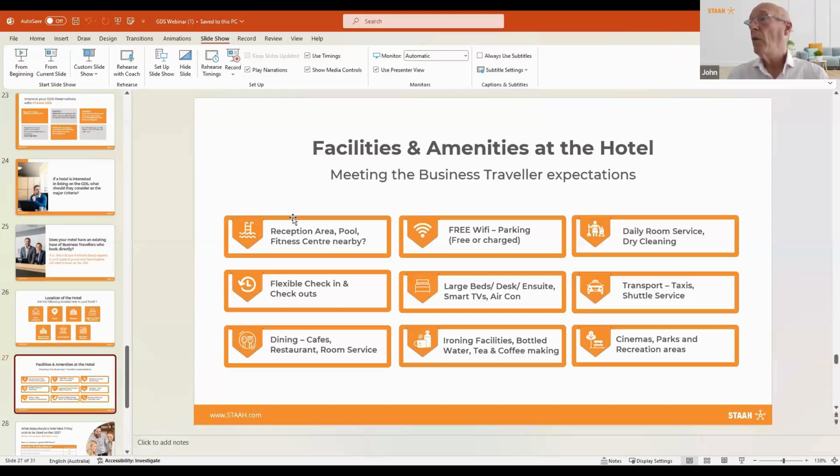Is there transport at the hotel, taxis, shuttle services, Ubers, etc.? Is there any sort of dining, cafes nearby or in the hotel, restaurants in the hotel or nearby, and room service? Is that available, particularly possible for breakfast? Do you have ironing facilities, bottled water, tea and coffee making? And what's around the hotel for a bit of relaxation?